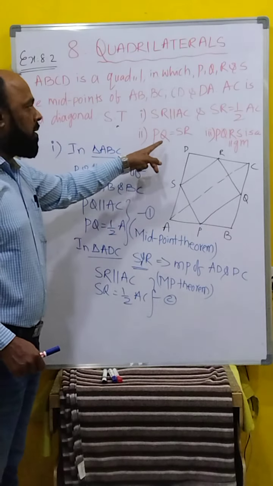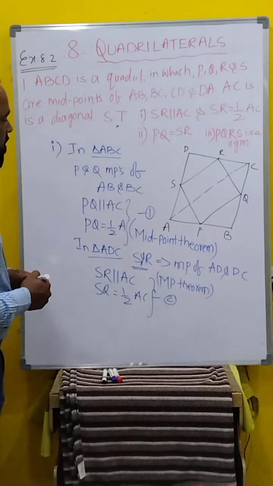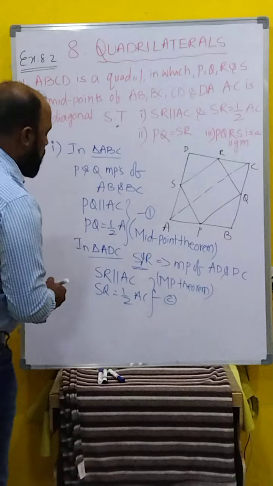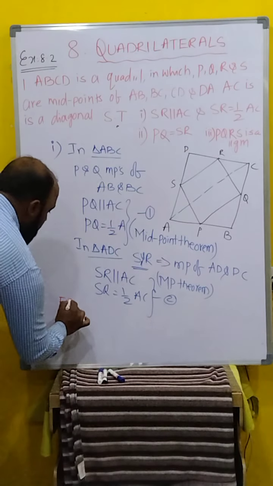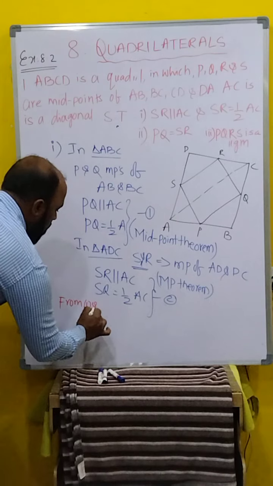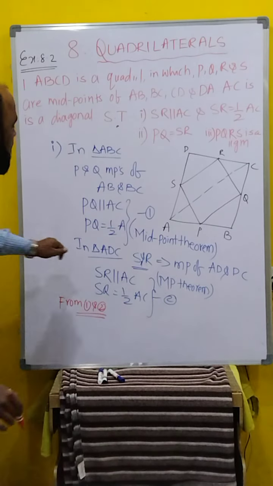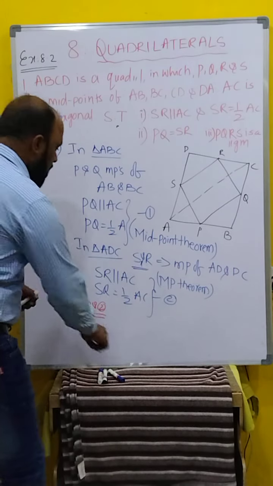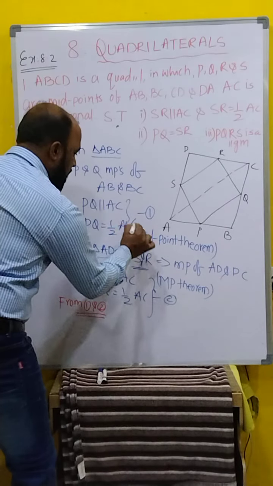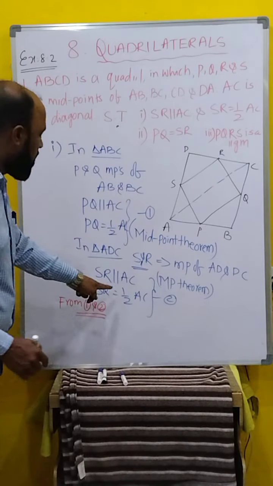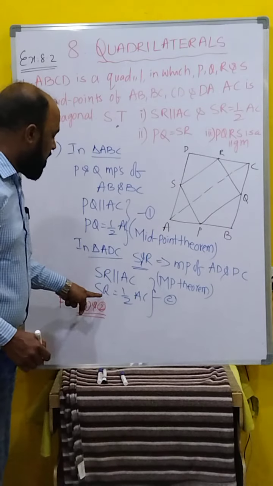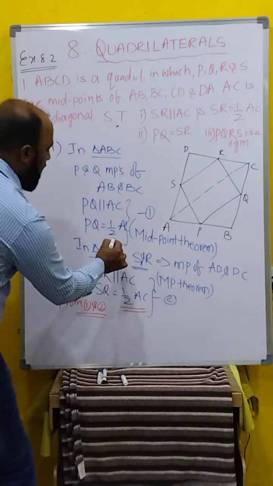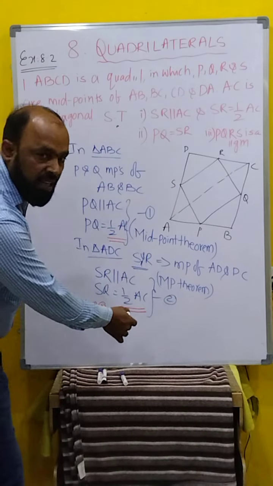What is the second one that is given? PQ is equal to SR. We have to prove PQ is equal to SR. Now observe from 1 and 2, from equation 1 and equation 2. What is equation 1? PQ parallel to AC and PQ is equal to half of AC. Then second one, SR is parallel to AC, SR is equal to half of AC. Observe, in the first one half of AC and here also half of AC. Both half of AC.